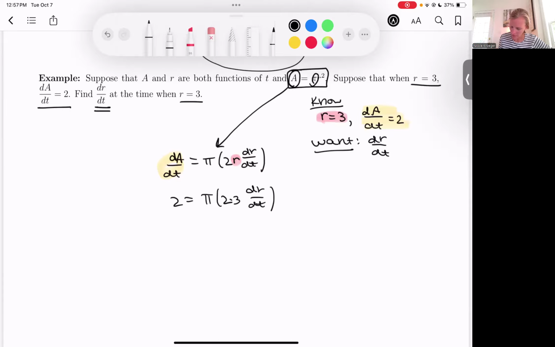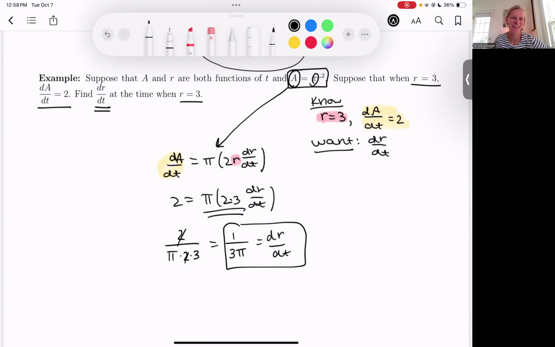Okay. And so now this is all multiplication over here, so we can divide that all over. So we have 2 divided by pi times 2 times 3. The 2's will cancel each other out, so we're going to be left with 1 over 3 pi is dr dt. You could get a decimal for that, but I like leaving it like this.